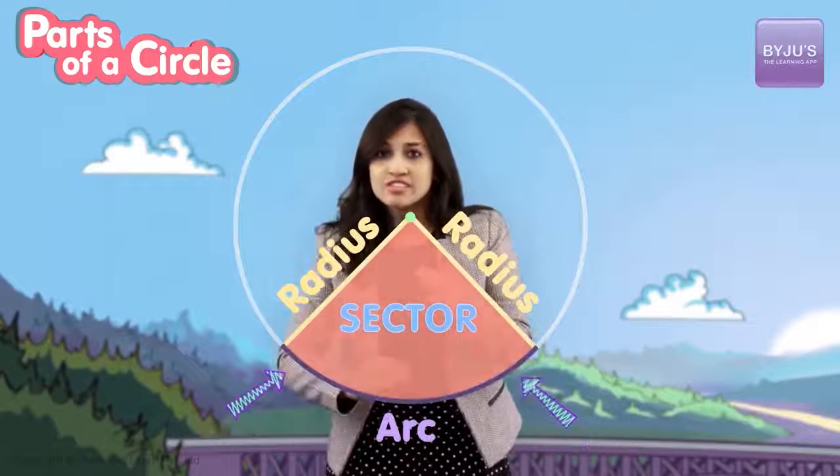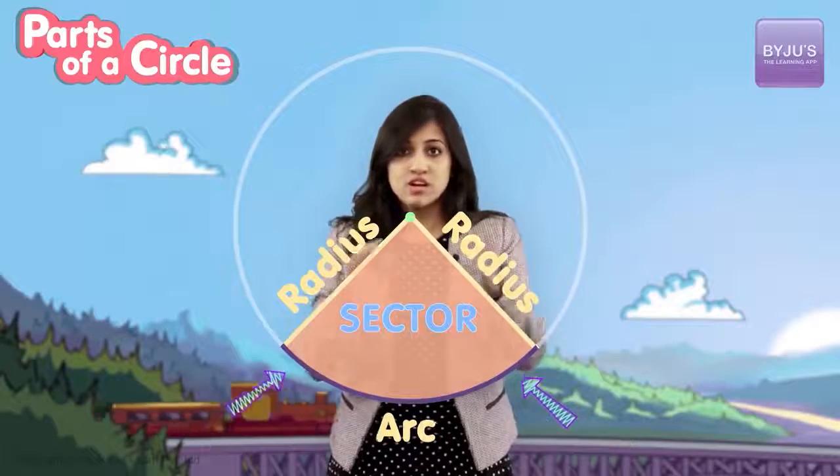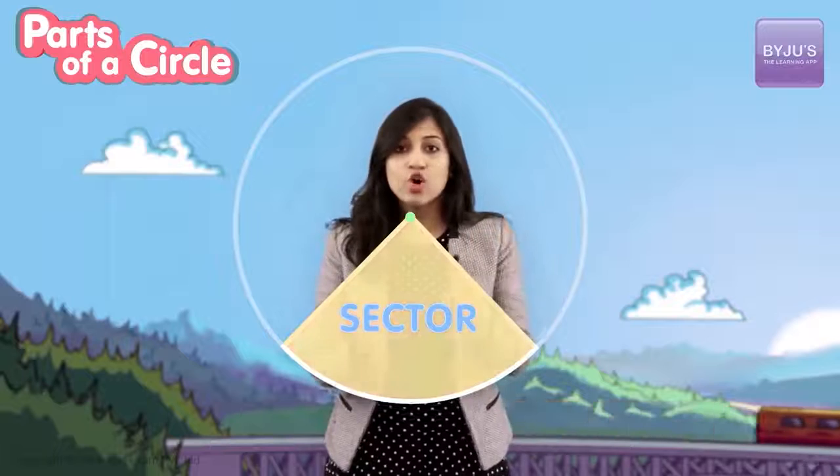And this section of the circumference is called an arc. Let me now define it to you because it will now actually make sense. A sector is the area enclosed between two radii and an arc.